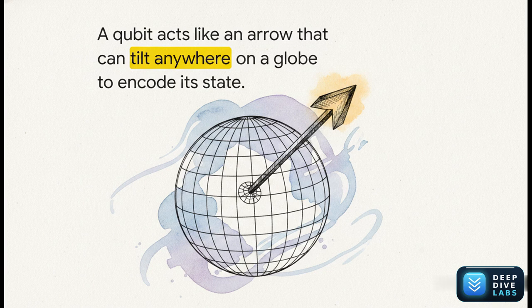Now listen closely because this is absolutely vital. That tilt isn't the qubit being undecided or broken. That leaning is a real, definite, physical thing that the universe keeps track of. The precise direction that arrow is pointing is exactly how the qubit encodes that blend of possibilities.